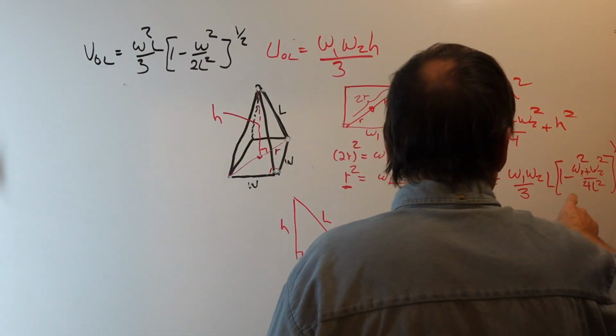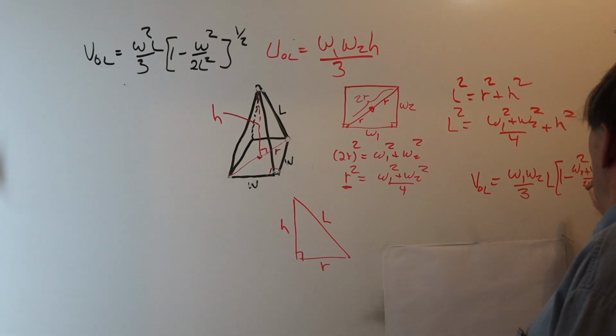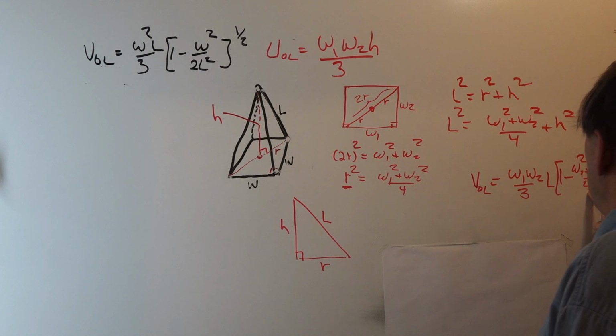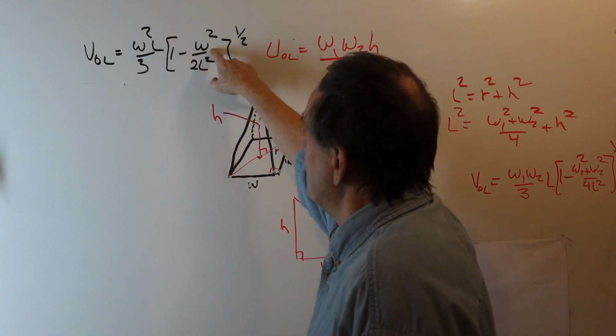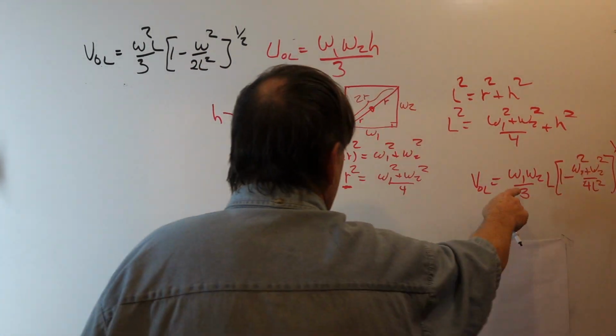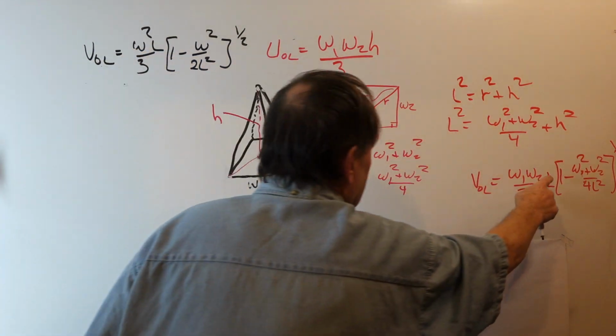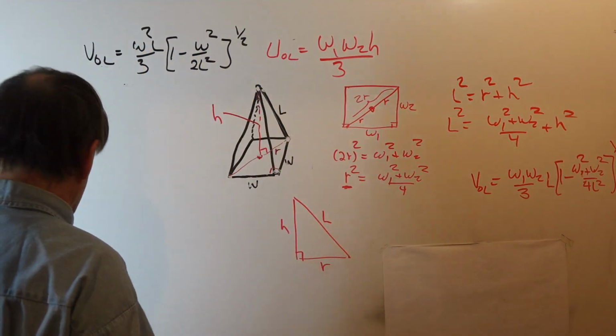root. And you can see that if W1 and W2 become W, we end up with 2W squared. The 2 cancels with the 4, so we end up with W squared over 2L squared. That's what we have there. 1 minus that to the 1/2. Then W1 times W2 becomes W squared, and then we have L over 3.